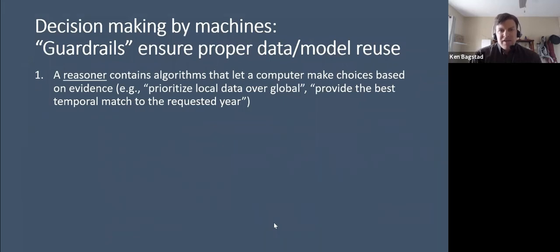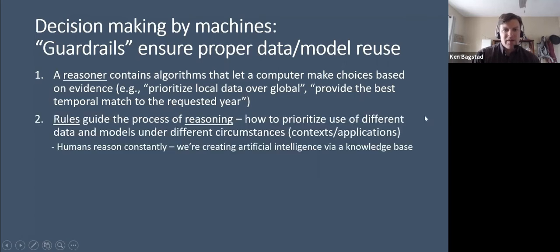Decision making by machines. I mentioned this idea of how a computer could make decisions, and one way to think about this is that we provide guardrails that make sure that you stay on the road and that data and models are reused in a proper way, and you don't drive off the road and be reusing things improperly. So you can have rules like prioritize local data over global data, or provide the best temporal match to the requested year, and the computer can make choices about that.